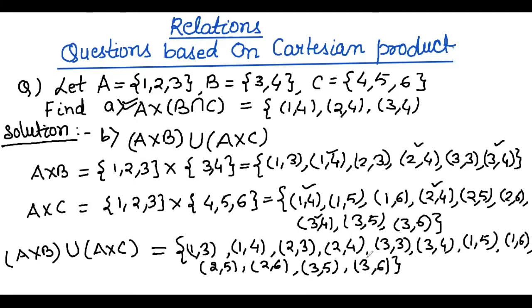1, 3, 1, 4, then 2, 3, 2, 4, 3, 3, 3, 4, 1, 5, 1, 6, then here 2, 5, 2, 6, 3, 5 and 3, 6. So this is our final answer. So this is the way to find values in Cartesian product. I hope it is clear for you all.